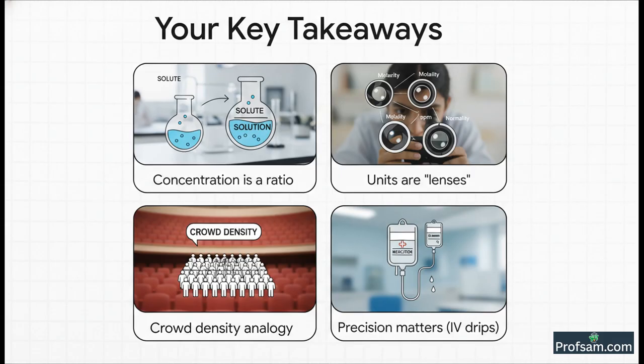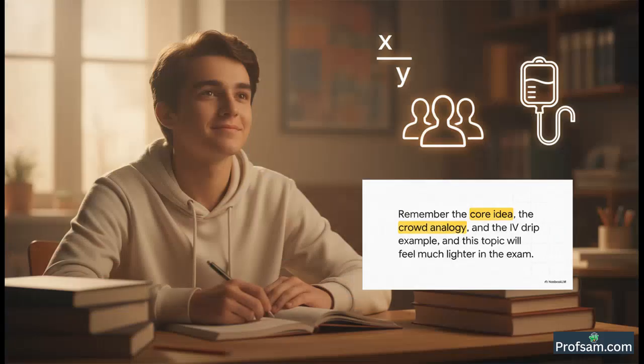And finally, always remember why this precision matters. Just think of that hospital IV drip. So, my advice to you is this. Please do not just memorize the formulas. If you can remember the core idea that it's just a ratio, if you can remember the crowd analogy to visualize the differences, and if you remember the IV drip example to know why this all matters, then I promise you any question on this topic will feel much, much lighter in your exam. You will be able to approach it with true understanding and with confidence.